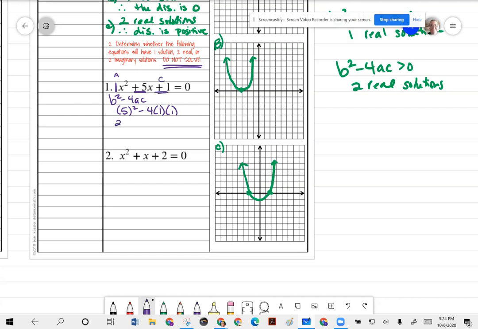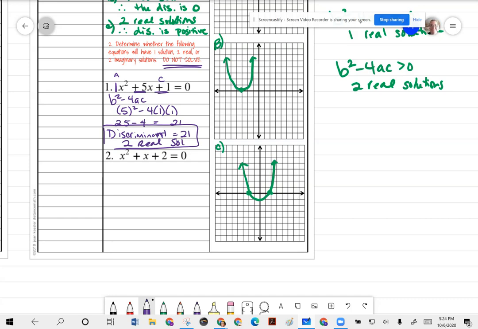So I have 25 minus 4, which gives me 21, which is positive. So if my discriminant is 21, I will have two real solutions. Okay, so my discriminant is 21, I have two real.